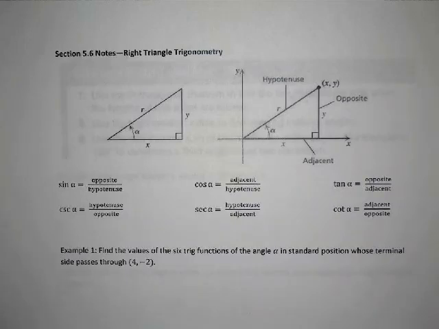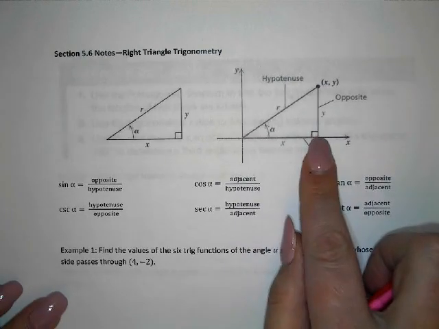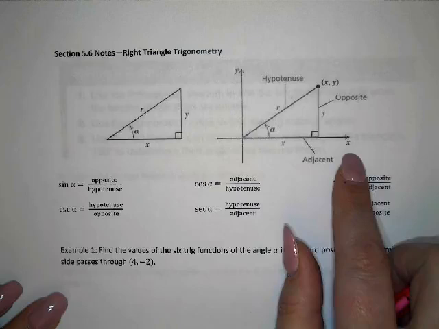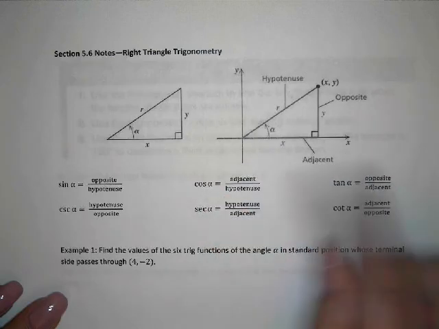This video is on section 5.6 notes, right triangle trigonometry. At this point, we've learned a bit about the 6 different trig functions, specifically as they relate to the unit circle. And so now we're just going to talk about them a little bit more in their relationship to triangles. This is going to look pretty familiar because we related it to the unit circle the same way.